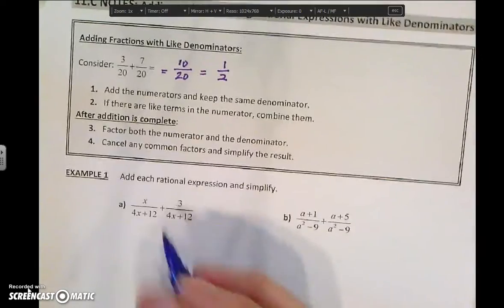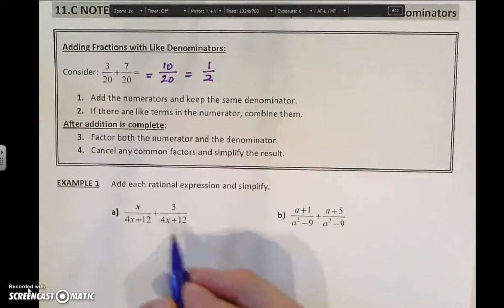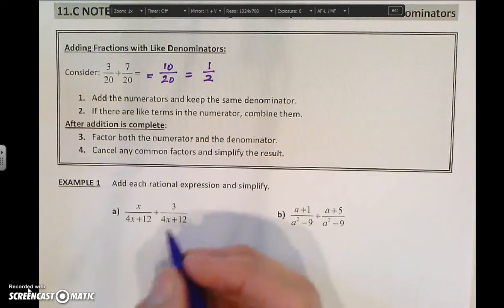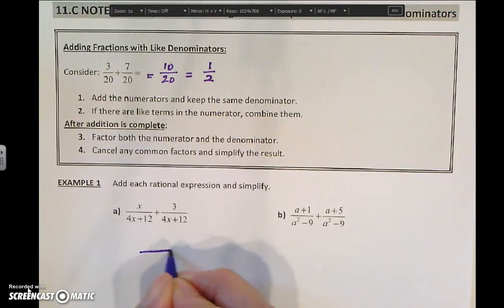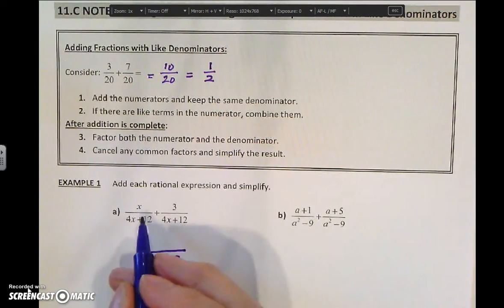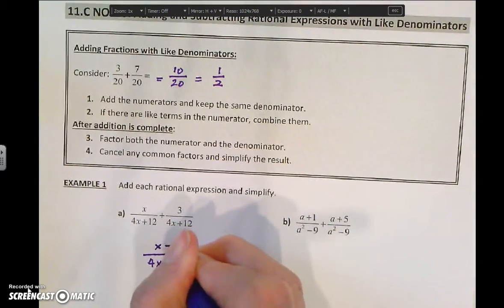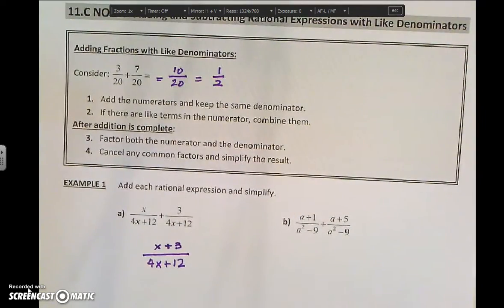All right, so here we see in example 1a that we have the same denominator. So when we have the same denominator, we can combine them. We'll have 4x plus 12, and x and 3 are not the same, so we can't really combine them, but we'll just write x plus 3.